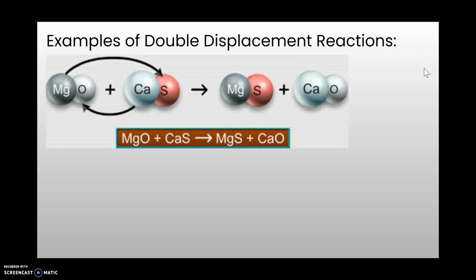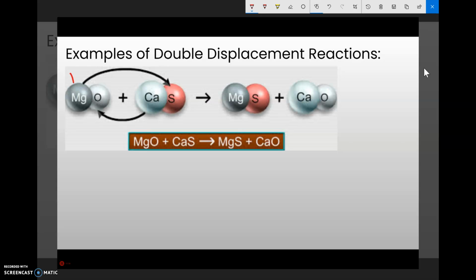Okay, here are some examples. Again, you can break this apart and look. This one has a +2, this has a -2, +2, -2. So this magnesium and calcium are both metals. They're going to change places. And right now I'm just showing you what their charges are on the periodic table.